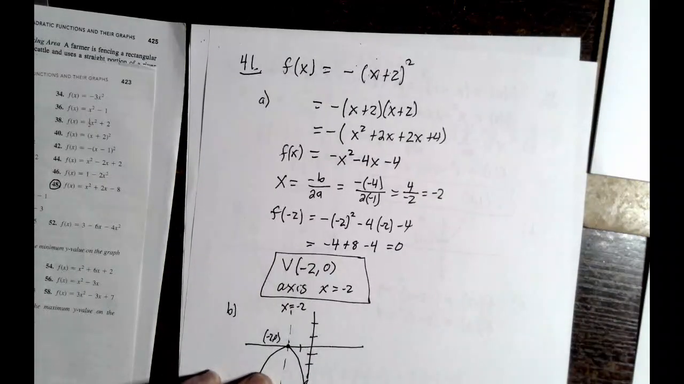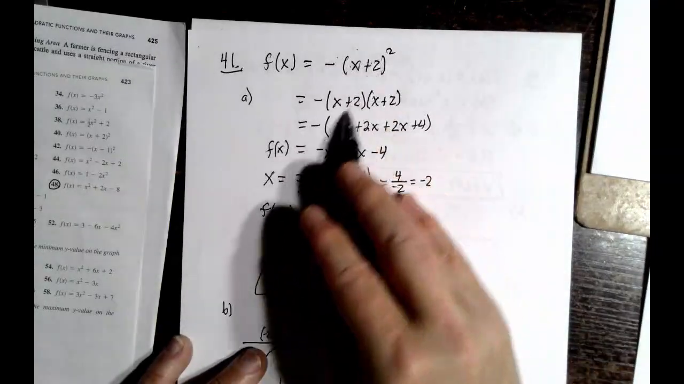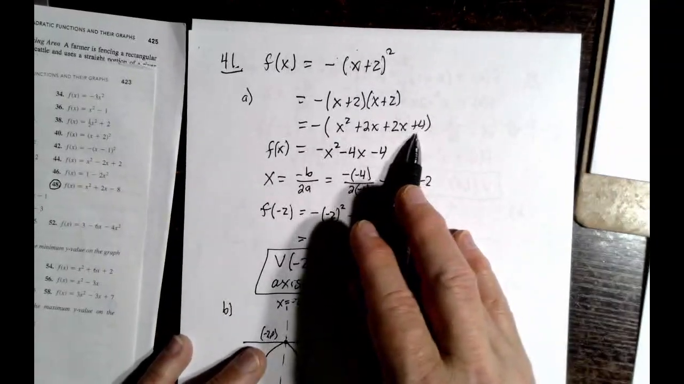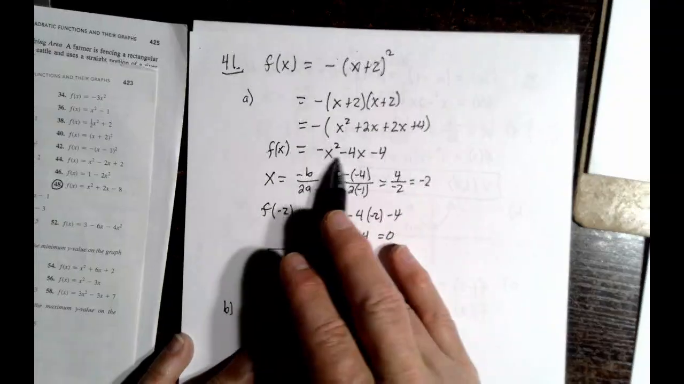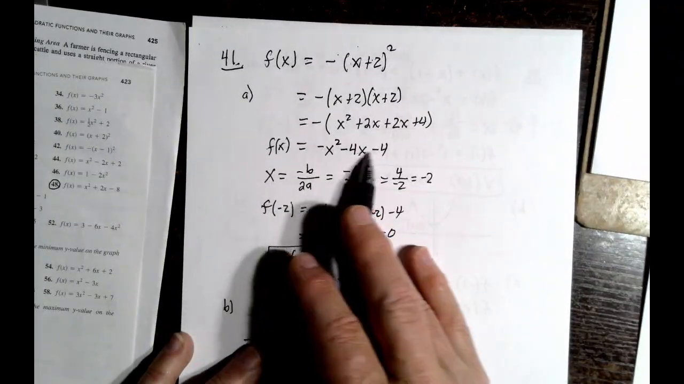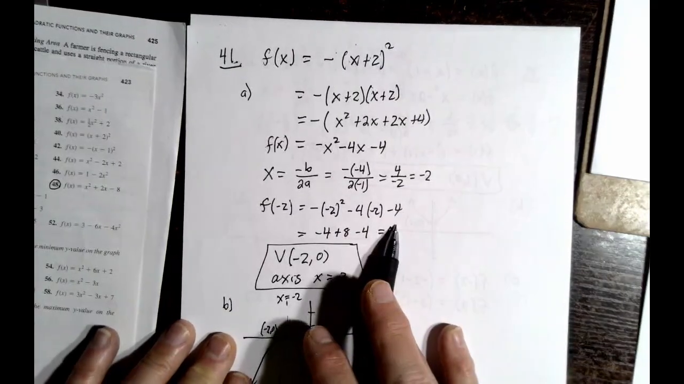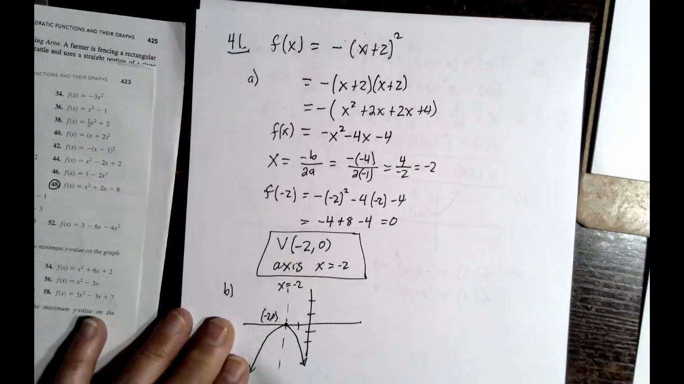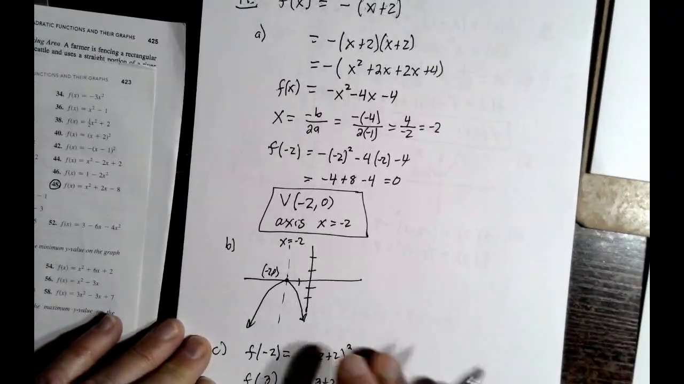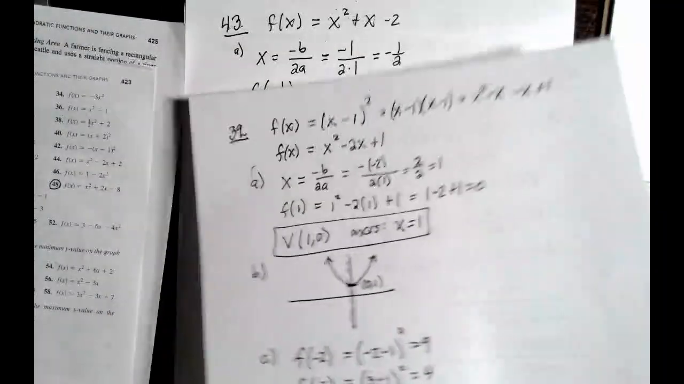41, same idea here. You just got to multiply this guy out. This guy times itself gives you all this stuff, and you hit it with a negative sign as well. And then once you know your A, B, and your C, you plug them in to get your x coordinate. You plug that into the original function to get the y coordinate, and there's your vertex. And they ask you to plug in minus 2 and positive 3 as well.